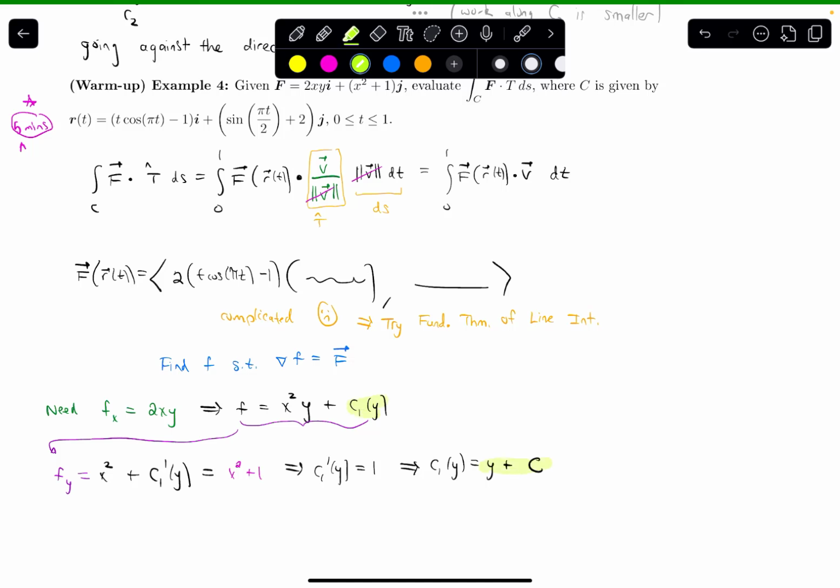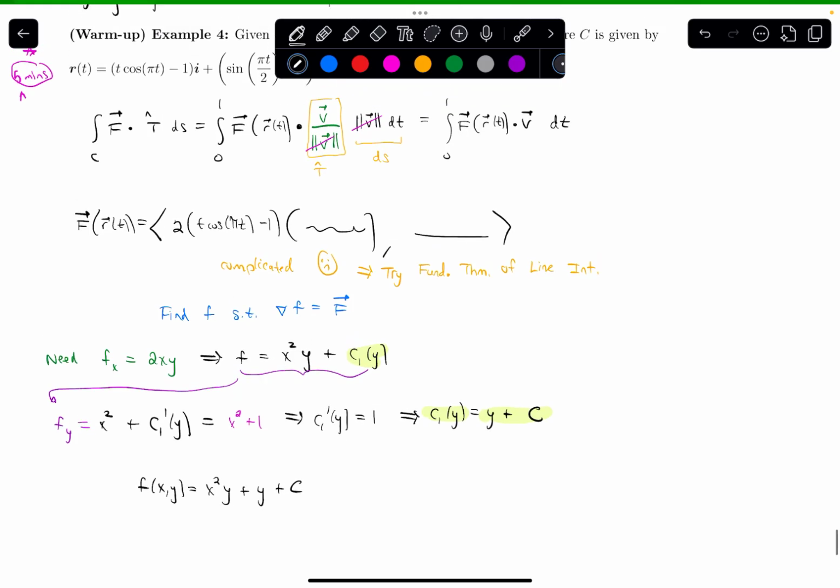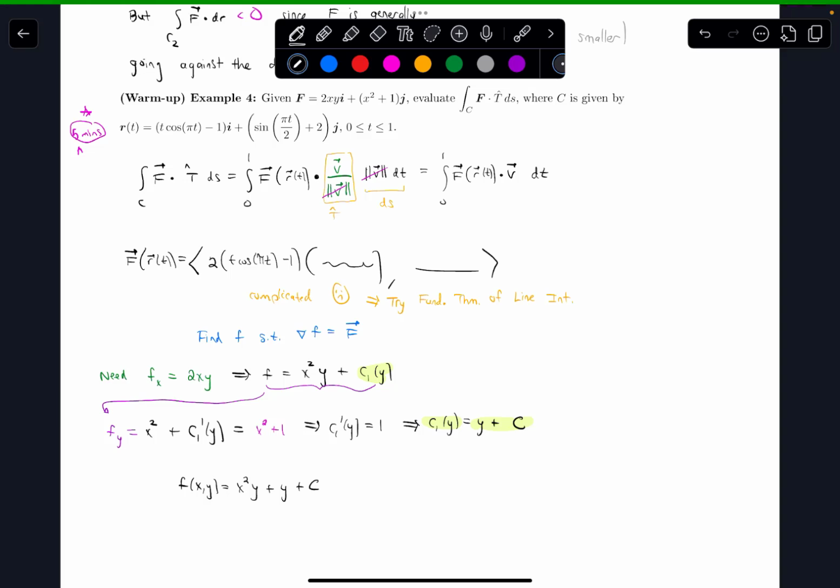Okay, so now I know what c1 of y is. It is y plus c, and I will plug that back into f. So my function f, I'll write it as f of x comma y equals x squared y plus c. Then I can use my initial point and my ending point, which is based on what t starts off as. It starts off at 0 and t ends at 1, and we plug those into the parameterization. I'm going to trust that we can do that, and I'll just tell you what you end up getting. If you plug in 0, you'll get the point -1 for x, 2 for y. If you plug in 1, you'll get -2 for x and 3 for y.